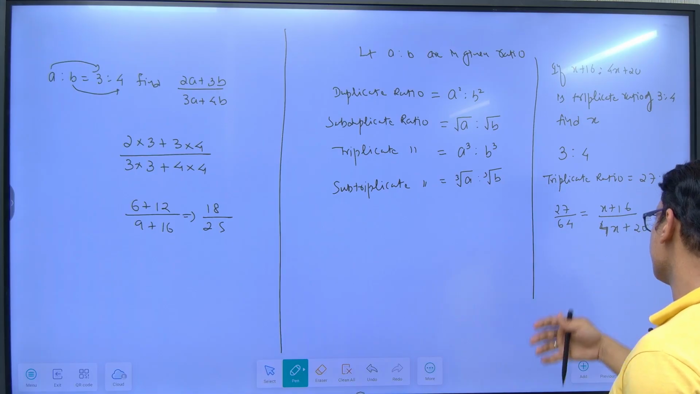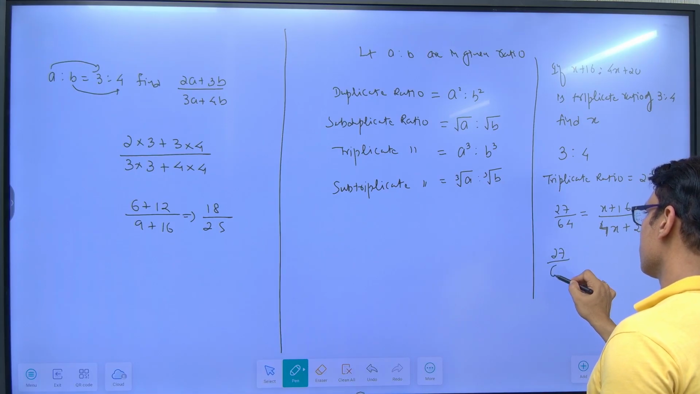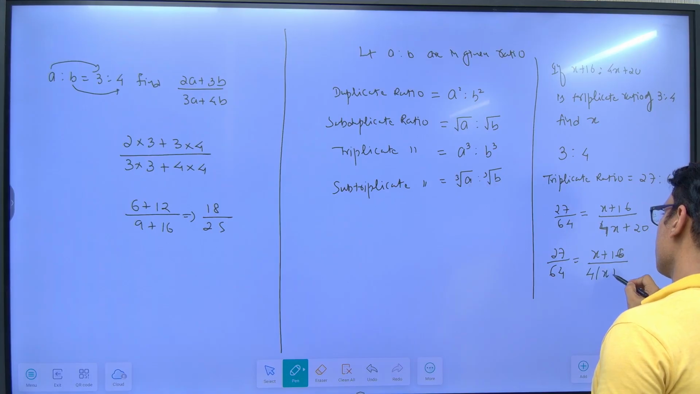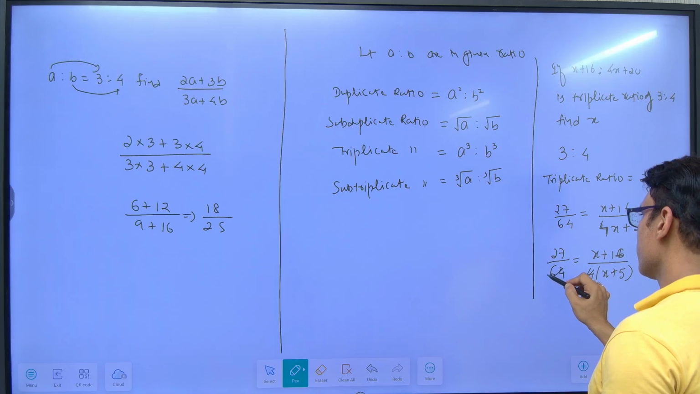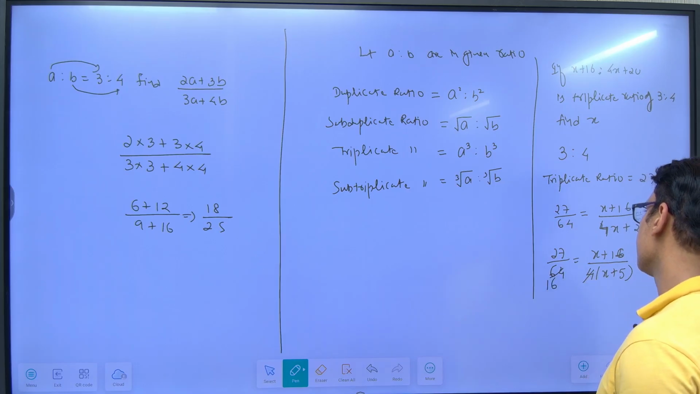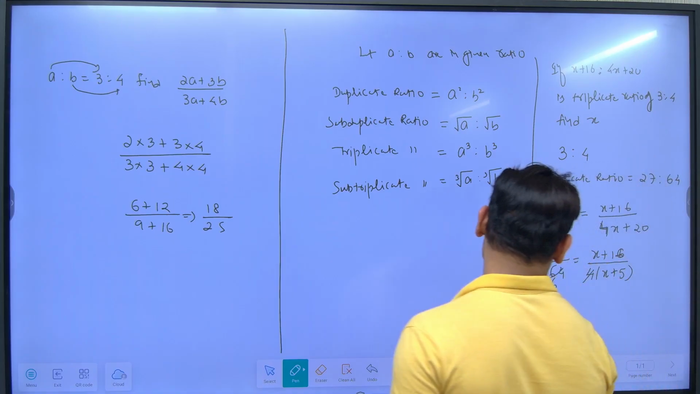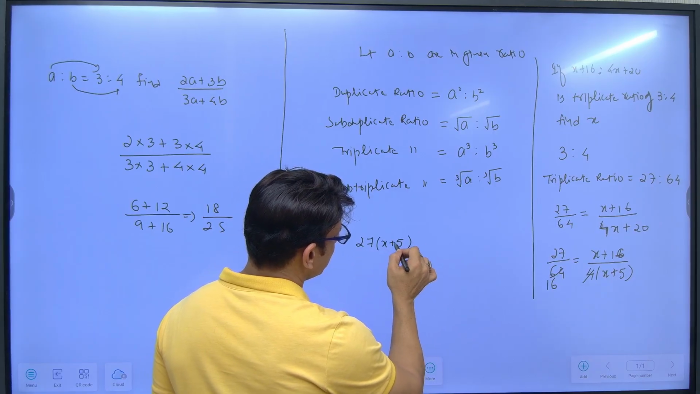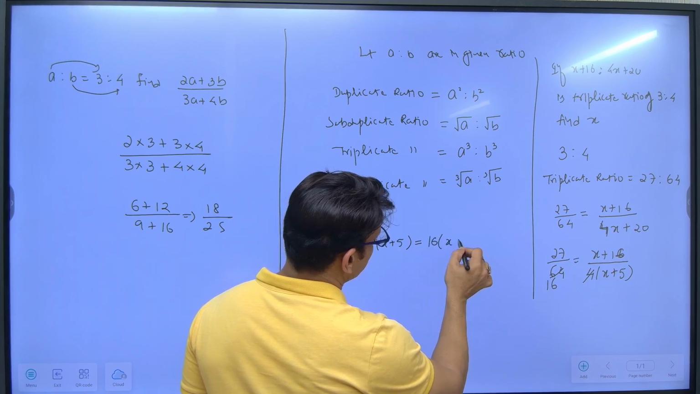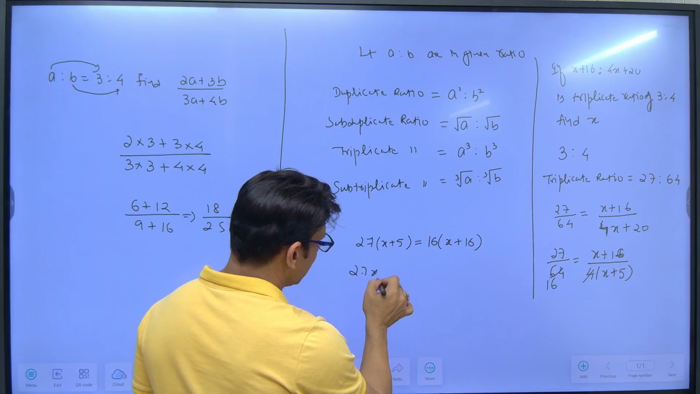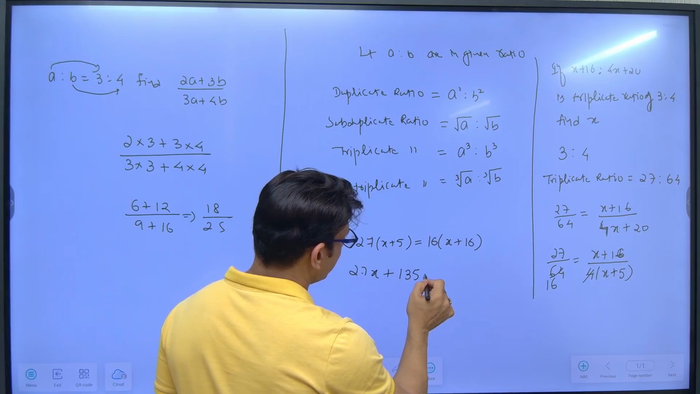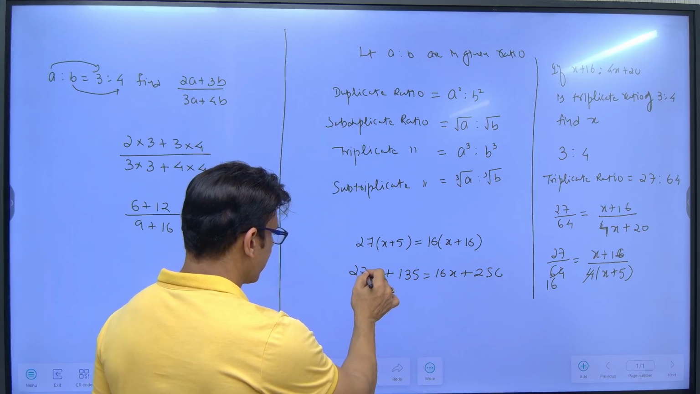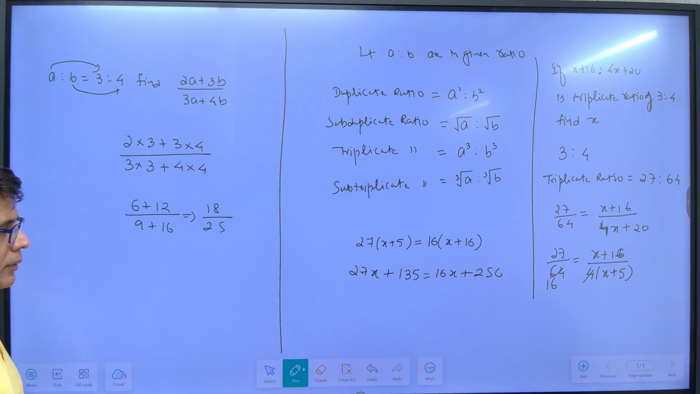Now you can write this as 27/64, and this is x plus 16 by 4 common bracket x plus 5. Cross multiply and get the answer. Cross multiply: 27 bracket x plus 5 should be multiplied with 16 bracket x plus, so it is 27x plus 27 5s are 135, 16x, 16 square 256. So you can get the answer.